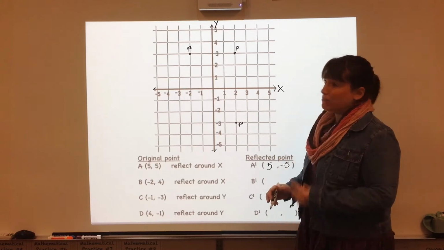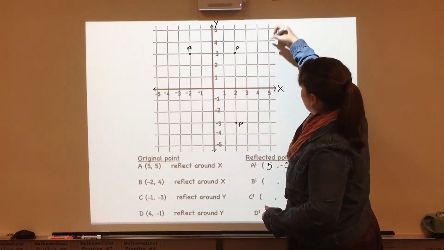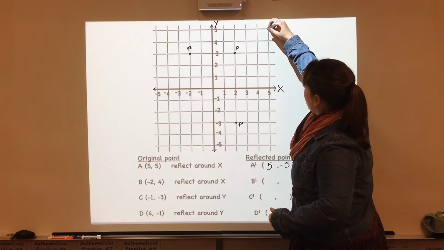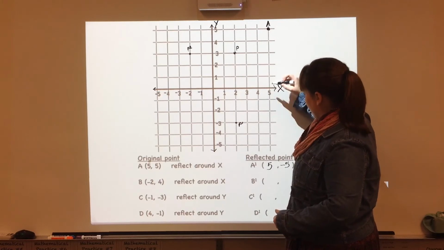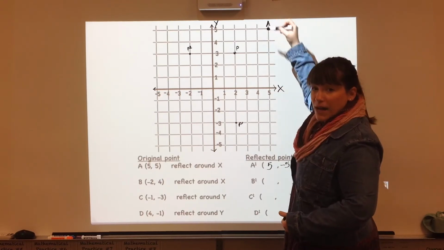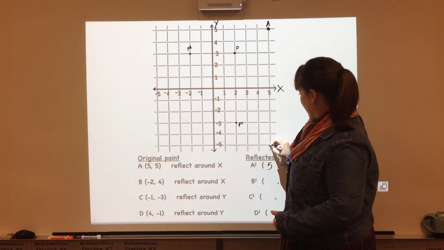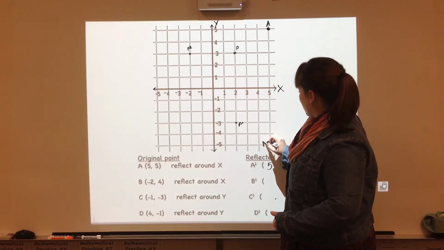Now I'm going to graph both of them and make sure that it looks like it'll be reflected. So here is 5, 5. I'm going to label that A, and then I'm still going to go to that same 5, but now instead of going up 5, I'm going down 5. So now here is A1.